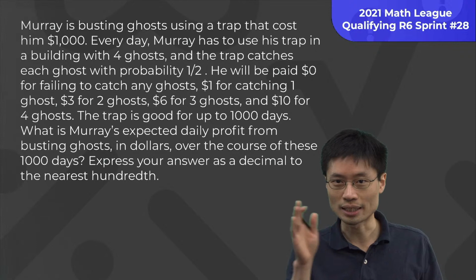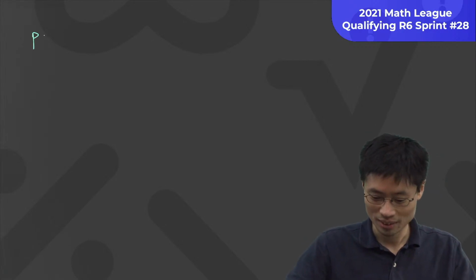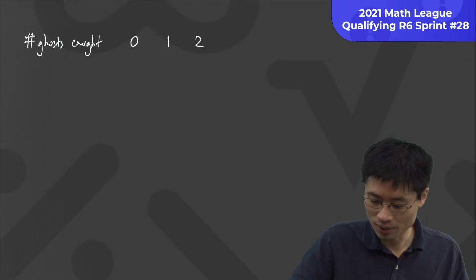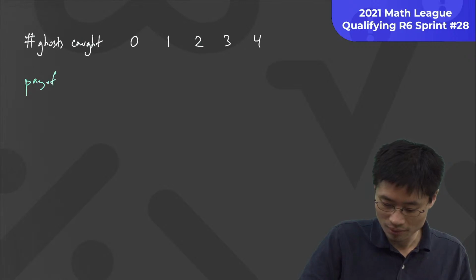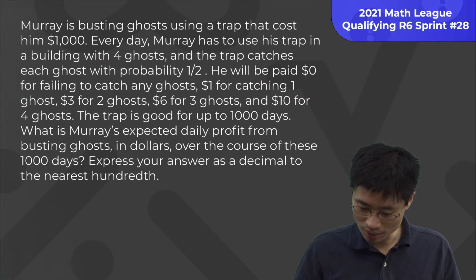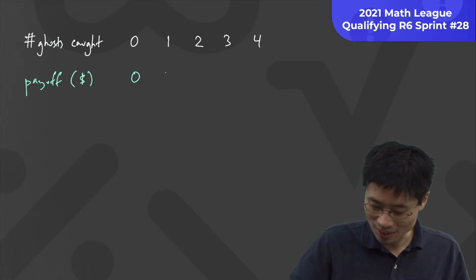So in that case, let's write down the payoff, okay? Payoff's in green because at least in America, the cash is green. So the payoff, oh, I need to say the number of ghosts. That should be white. Okay, so the number of ghosts caught, either 0 or 1 or 2 or 3 or 4. You got the payoff. It's in dollars. I'll just write the units are dollars. And the payoff was what? It was 0, 1, 3, 6, and 10. How cute. Those are like triangular numbers.